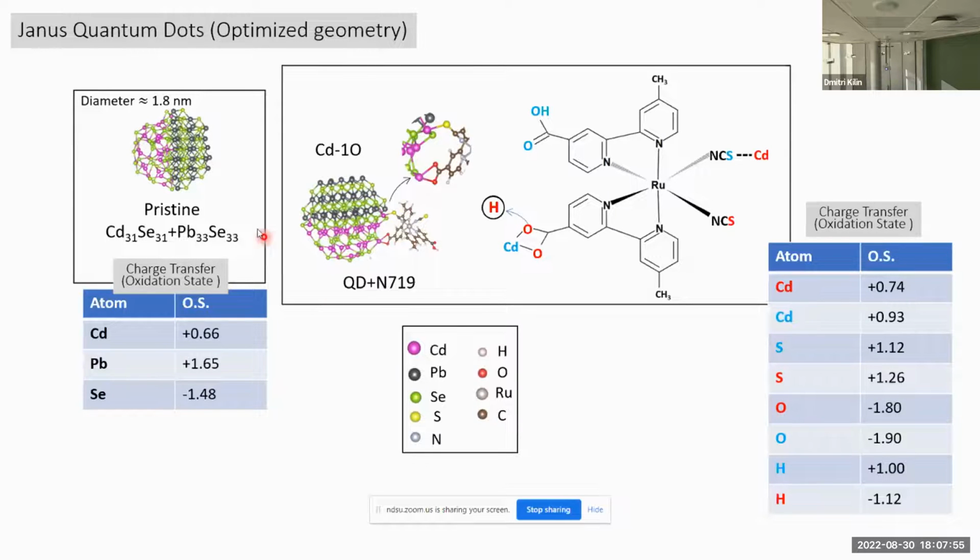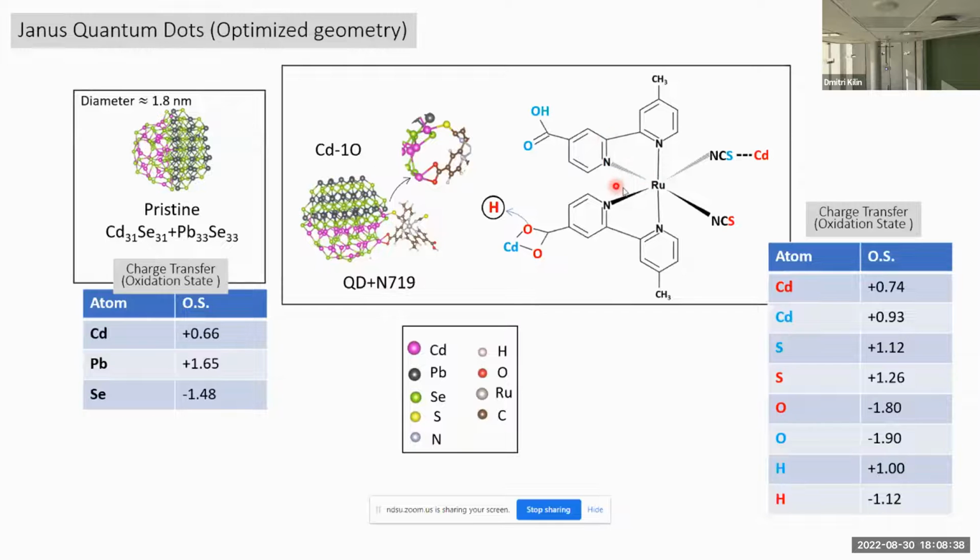This is my optimized geometry for the quantum dot, pristine or intrinsic. The diameter is around 1.8 nanometers, and the cadmium and lead atoms are 31 and 33 respectively, and selenium atoms 31 plus 33, as you see here. And on the right side, I have the optimized geometry for Cd 1O, which I already explained, that 1 oxygen group attaches to the cadmium surface, as you can see in the diagram. And the hydrogen is replaced from this bond, and it goes to the surface of the quantum dot.